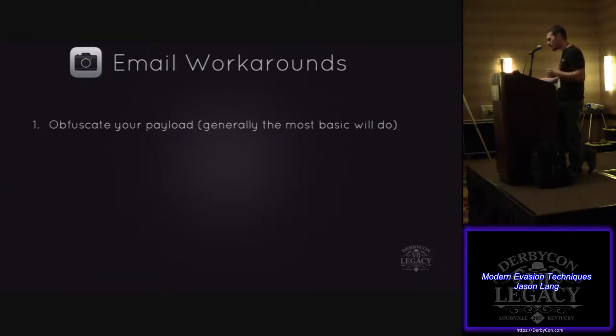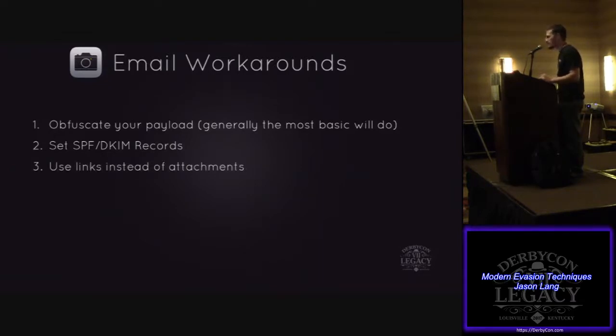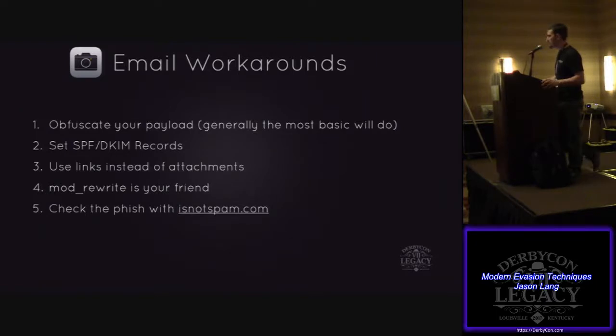Pretty simple, straightforward. So let's wrap up email number 1. Obfuscate your payload. Obfuscate. Concatenate. Just split up PowerShell. Set your SPF and your DKIM records. That definitely makes your domain look a little more legit. Use links instead of attachments. Like I said, attachments, even up to a year ago, weren't getting busted like they're getting busted now. But ModRewrite is your friend. And then check your fish with isnotspam.com. Is not spam, is it? Yes?